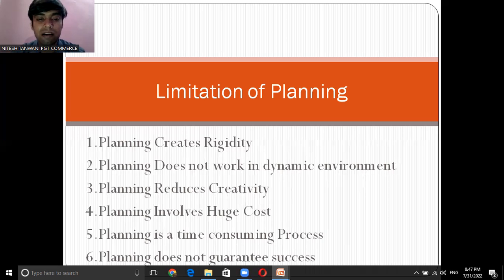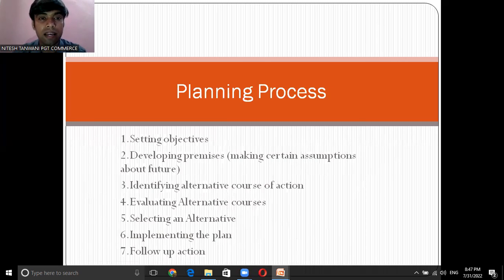Sixth, planning does not guarantee success. Yes, it depends on the plans and how they are applied. So applicability depends on this. Planning does not guarantee success. So these are the limitations of planning.